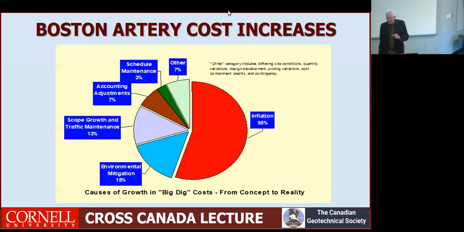If you change scope on a mega project, you are doomed because you are going to have to slow things up, redesign, reevaluate, redo partial EISs, which take more time, and then that expands the time and increases the cost of money. Here they introduced high occupancy vehicle lanes, which was not part of the original design. That had an enormous impact on cost.